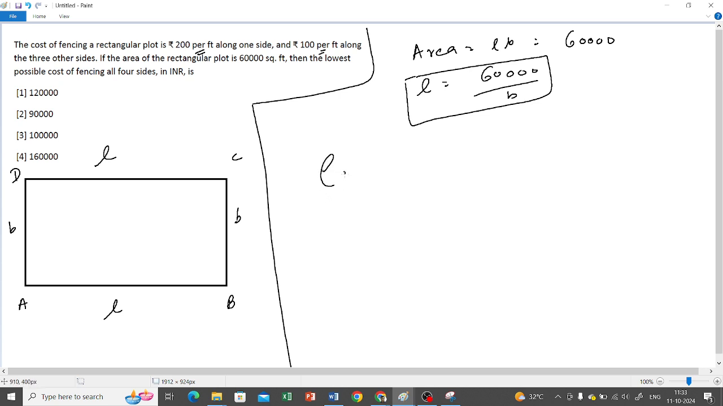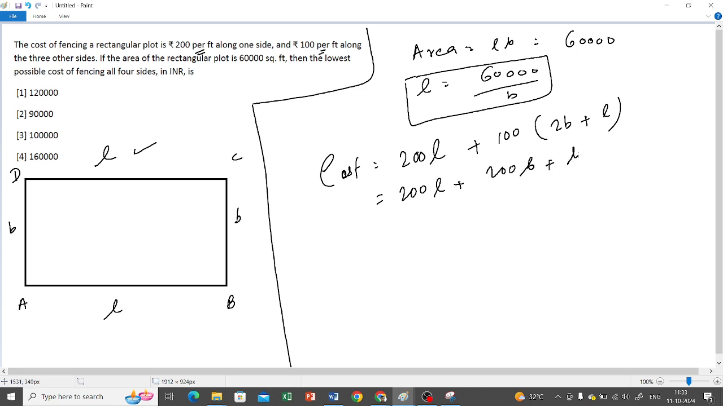Now, what will be the cost? 200 per feet along one side, so let me make it 200 into L. Let me take 200 along this particular side L, and 100 per feet along the other three sides. That means 2B plus L, right? So that is 200 L plus 100 times 2B plus L, so that is 300 L plus 200 B.